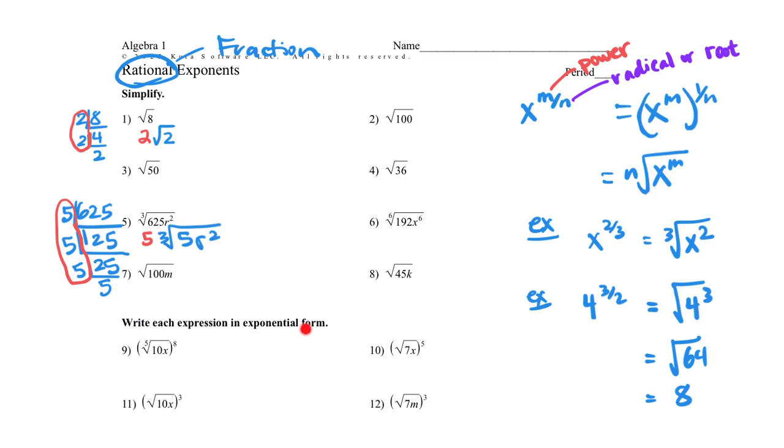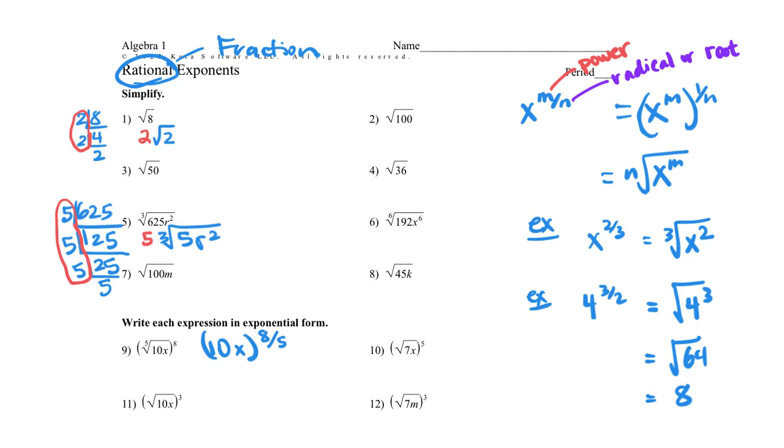Let's take a look at this next section. Write each expression in exponential form. We are just going to take our power, which is going on top. So I'm going to take 10x, and it is going to be raised to the 8th power, because that is our power. And the denominator of our rational expression, or our fraction, is going to be the root part, and that's going to go down here, and that's where my 5 is going to go. So that's 10x all raised to the 8/5 power.